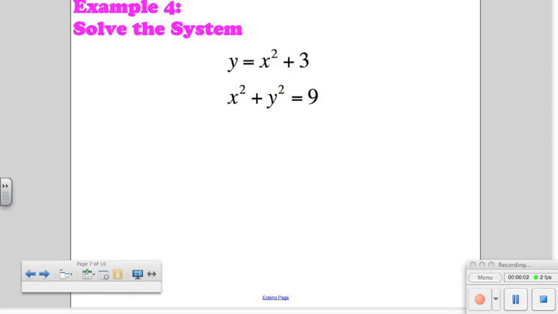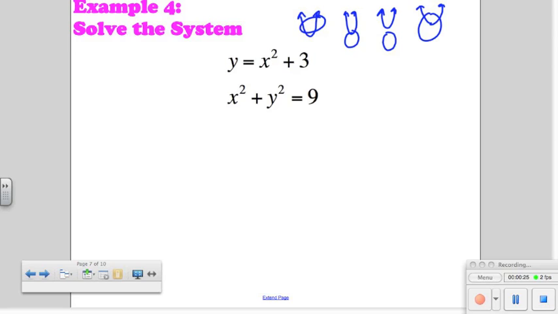All right, so looking at this last example, we're dealing here with an x squared, a parabola, and then an x squared and a y squared, so a circle. So we have some options here for a parabola and a circle. They might cross 4 times, they might cross 1 time, they might not cross at all, or we might have 2 solutions. So lots of options here.